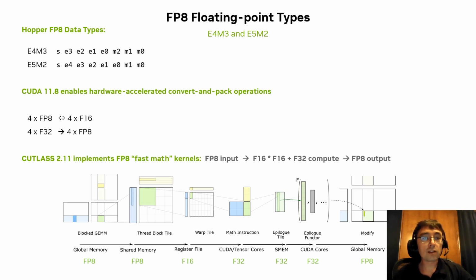CUTLASS 2.11 takes advantage of hardware conversion capabilities by implementing FP8 fast math GEMM kernels. These support FP8 storage in global memory and perform type conversion to FP16 as the data is fetched from shared memory into registers. Thus, it is accelerated by Ampere-era tensor cores, albeit slower than native Hopper tensor core acceleration. It does, however, enable the use of 8-bit storage and the associated reductions in model sizes. It also enables CUDA developers to write kernels that may be interoperable with computations in cuBLAS and cuDNN, which take advantage of native Hopper 4th-generation tensor cores.